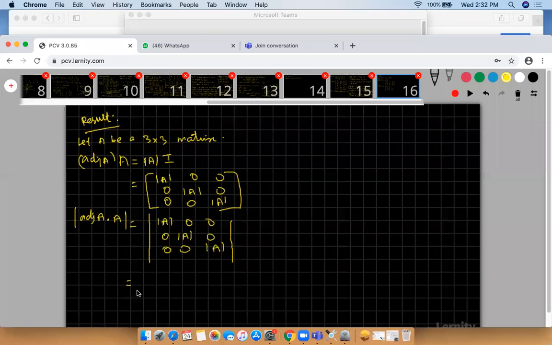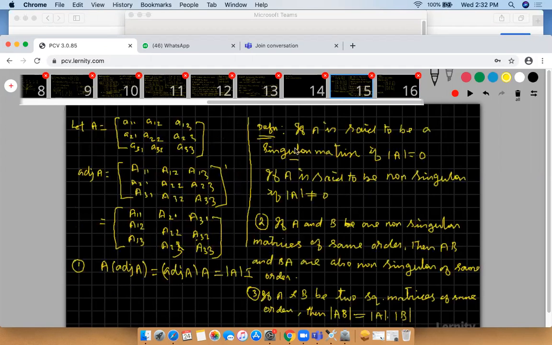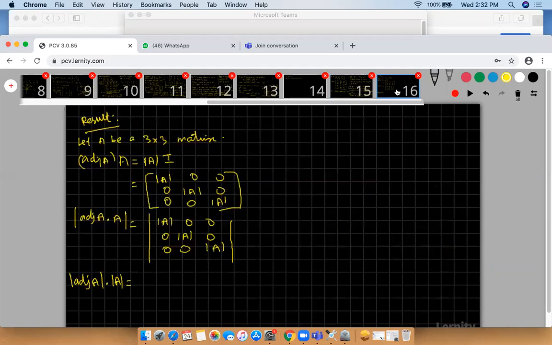Now apply the property, apply the theorem. This is one matrix, this is another matrix, both are square matrices of the same order. Since A is a 3 cross 3 square matrix, your adjoint of A is also 3 cross 3. So I can write it as determinant of adjoint of A into determinant of A. I am applying the last theorem: determinant of AB can be written as determinant of A into determinant of B. Right. What about the determinant of this matrix?